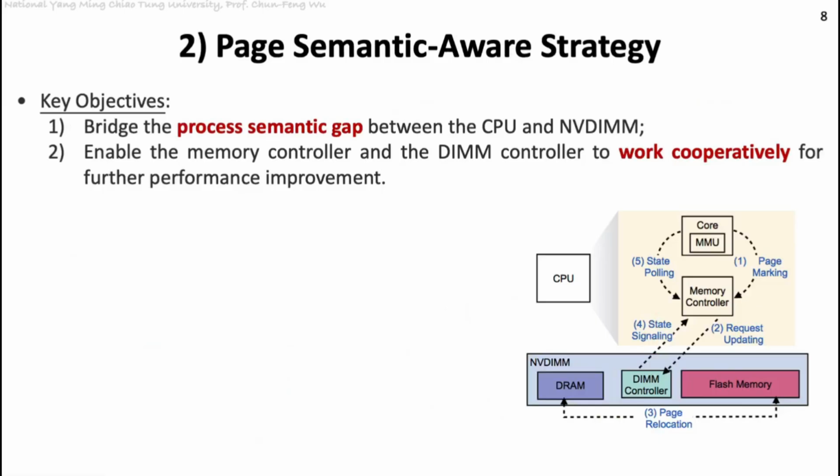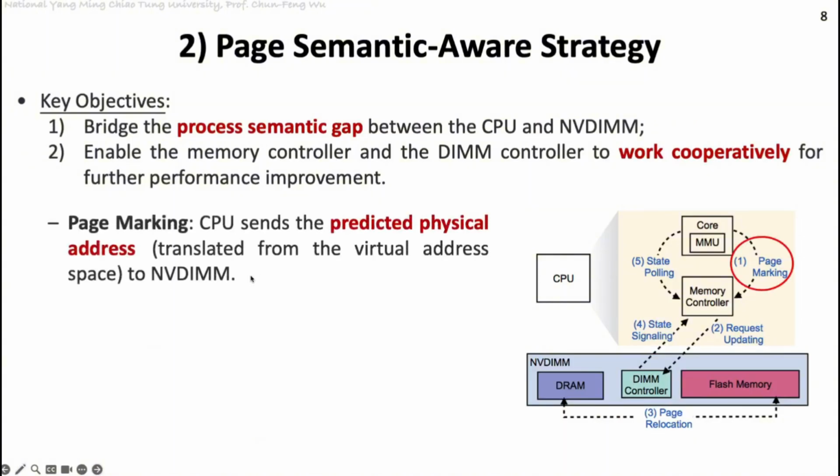Okay. So our second strategy will be a patch semantic aware strategy. This strategy is going to bridge the semantics between the CPU and the MVDIMM. There are several steps here. The first step, the most important step, is called patch marking. For patch marking, the CPU will send the predicted physical address into the MVDIMM.